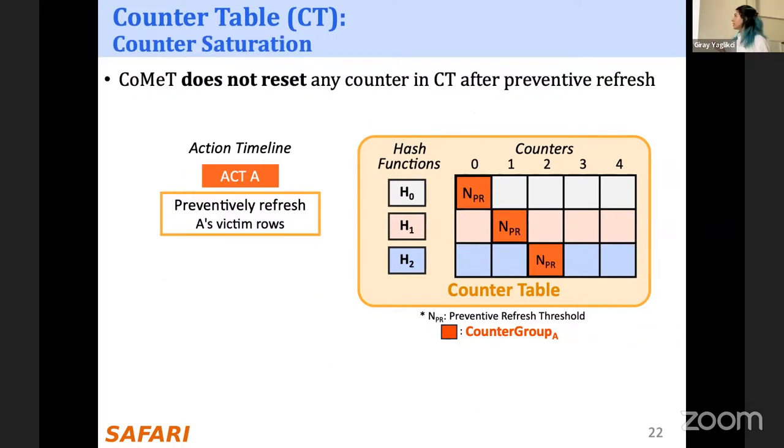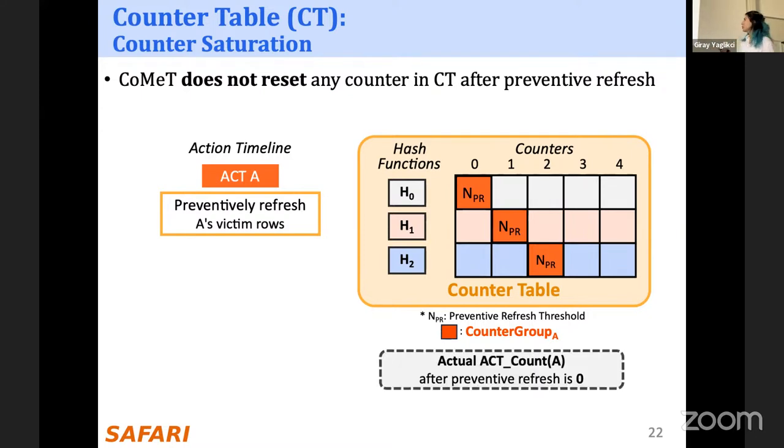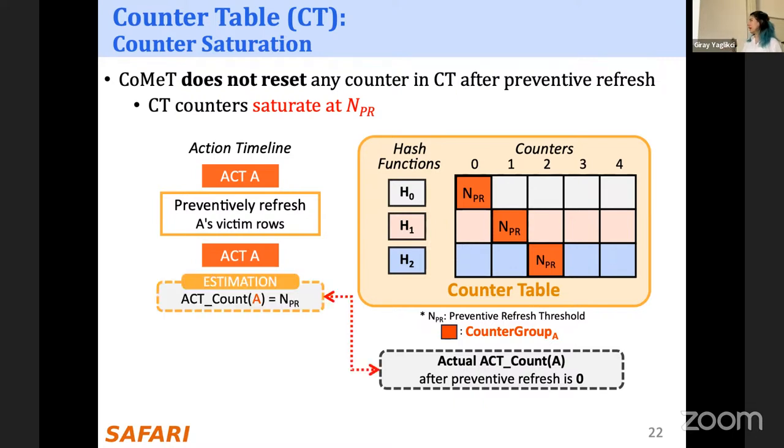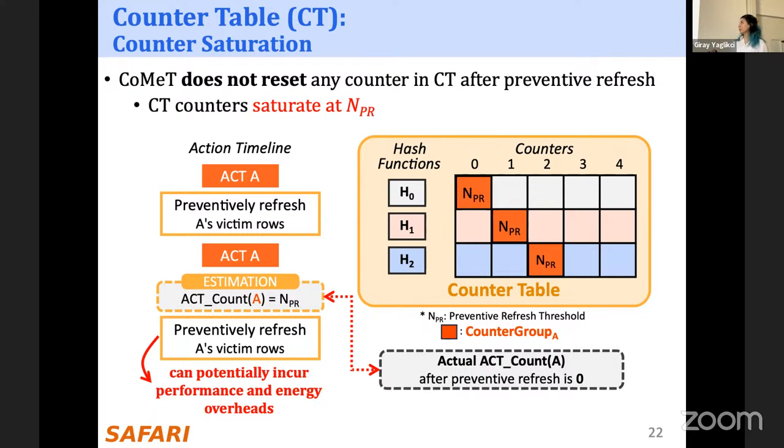So this creates some problems, right? After preventively refreshing victim rows, the actual activation count becomes 0. However, the counters in the counter table saturate at the threshold value. When we have another activation to row A, the estimation would stay at the threshold value, causing another preventive refresh, and this can potentially incur performance and energy overheads. However, if we knew that we already preventively refreshed A's victim rows, we could have avoided that.